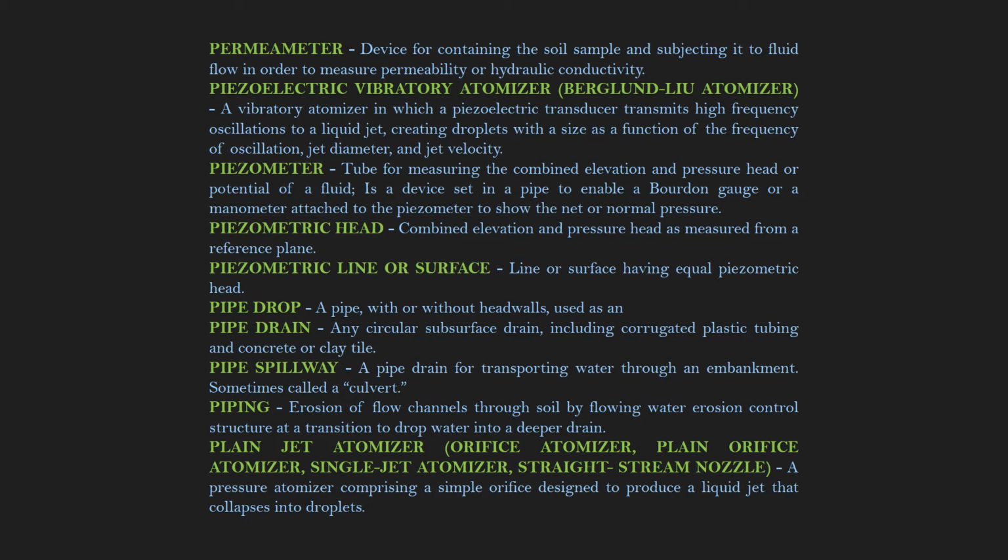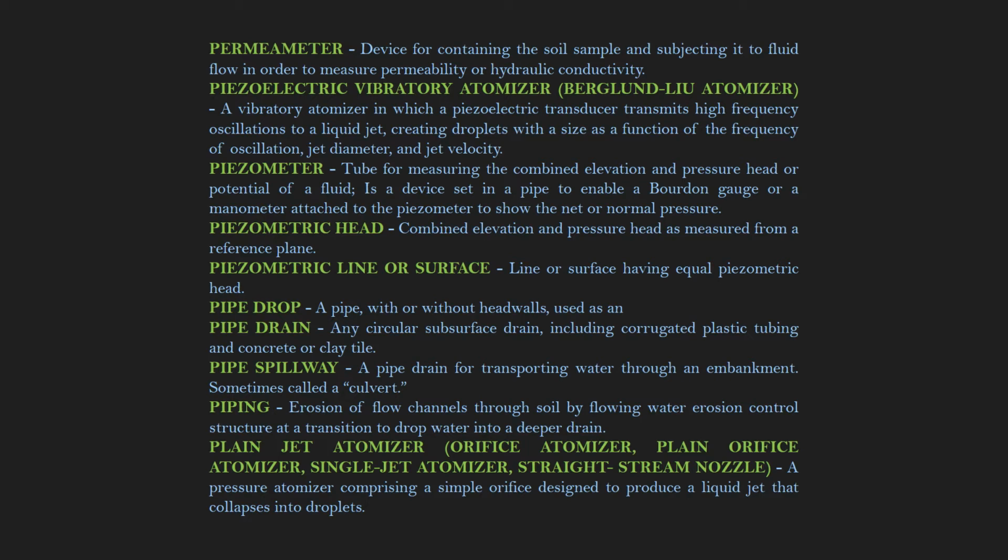Pipe drain. Any circular subsurface drain, including corrugated plastic tubing and concrete or clay tile. Pipe drop. A pipe, with or without head walls, used as an erosion control structure at a transition to drop water into a deeper drain. Pipe spillway. A pipe drain for transporting water through an embankment, sometimes called a culvert. Piping. Erosion of flow channels through soil by flowing water.